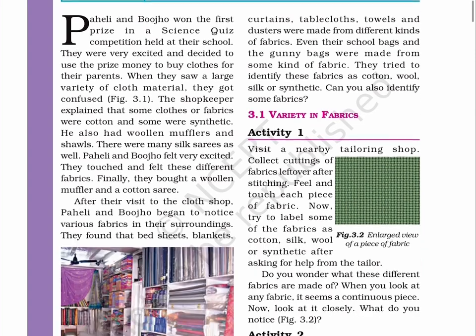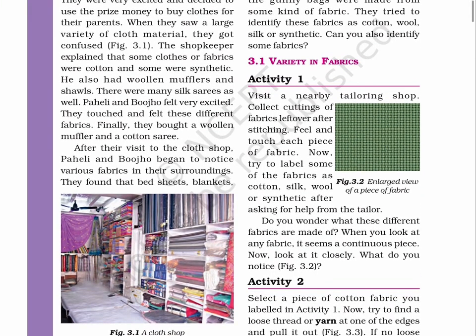Figure 3.1. The shopkeeper explained that some clothes or fabrics were cotton and some were synthetic. He also had woolen mufflers and shawls. There were many silk saris as well. Paheli and Bujo felt very excited. They touched and felt these different fabrics. Finally, they bought a woolen muffler and a cotton sari.